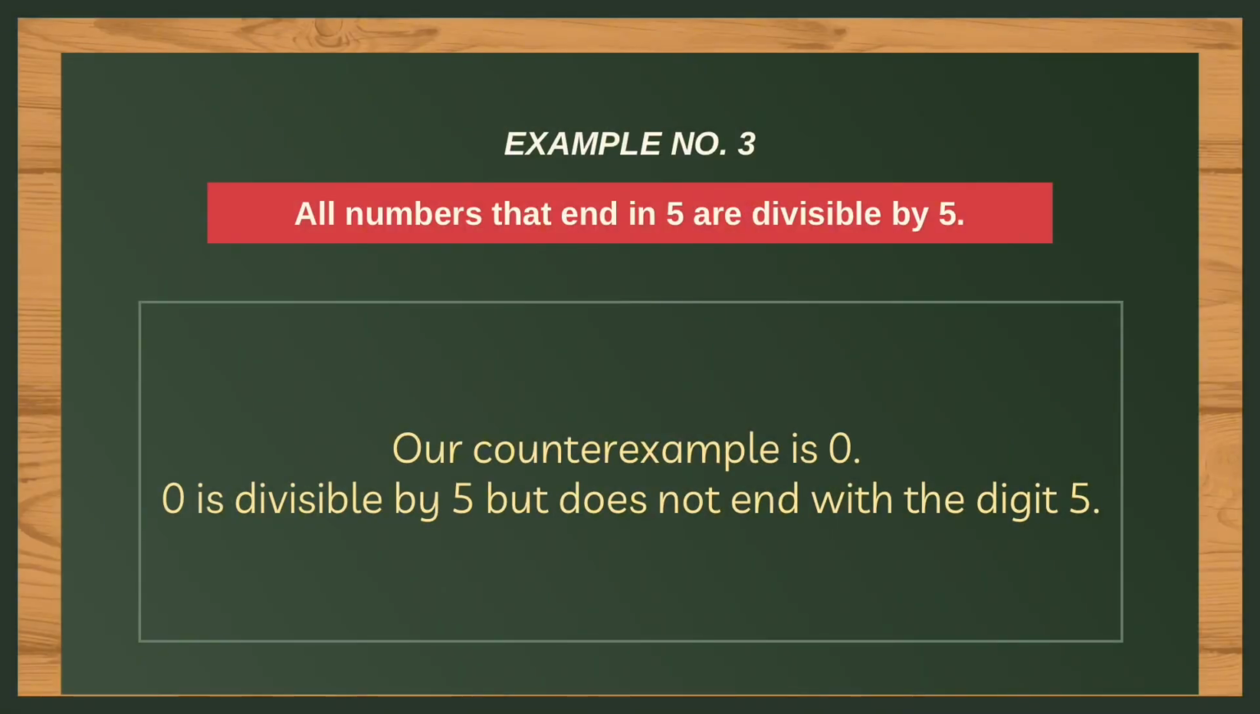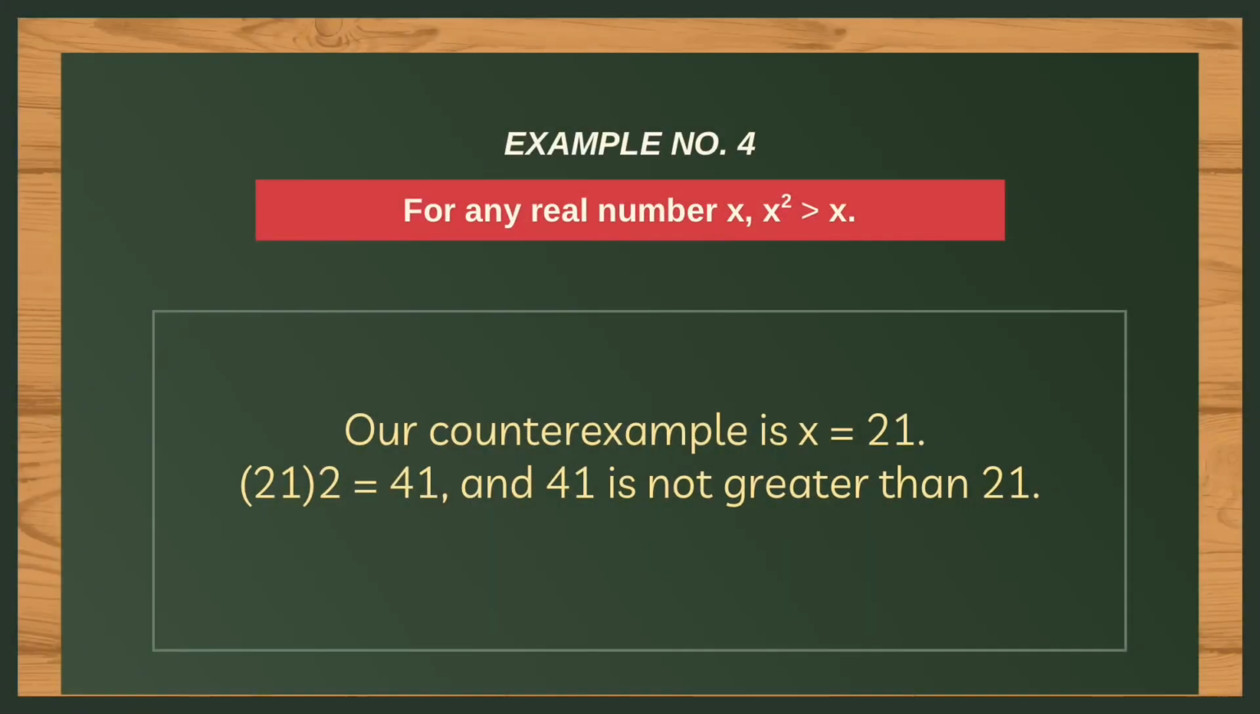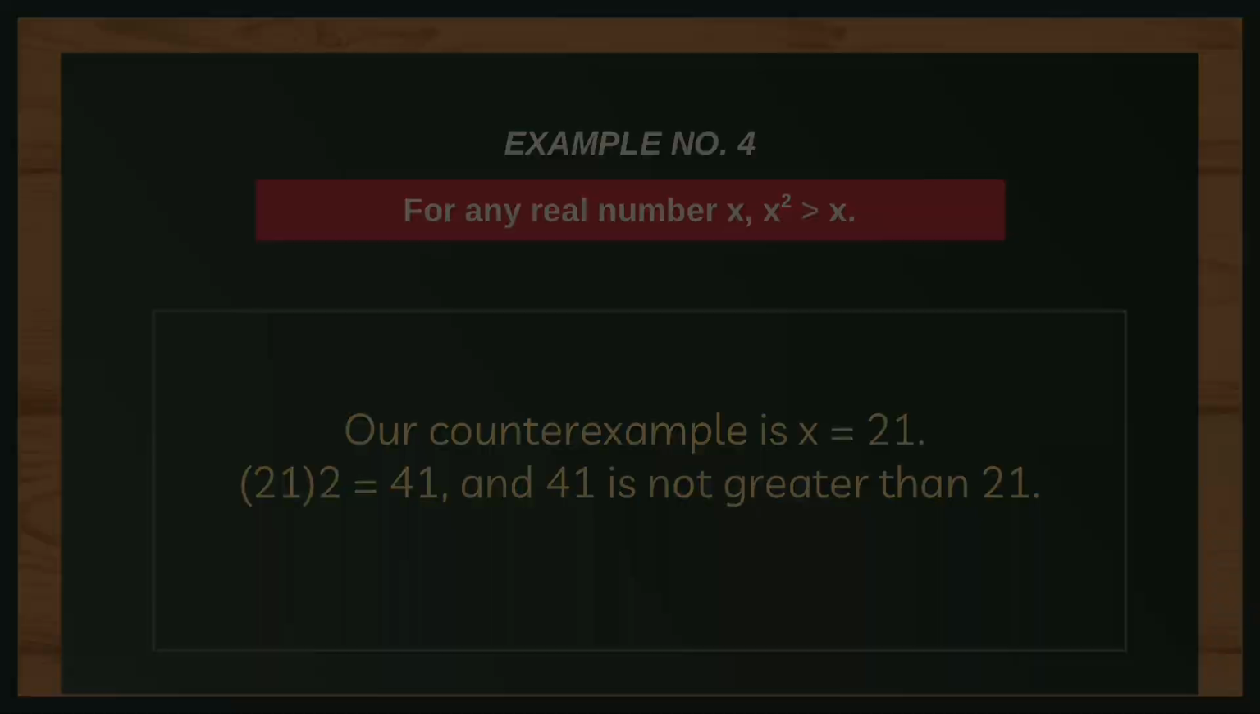Example number 3. All numbers that end in 5 are divisible by 5. Our counterexample is 0. 0 is divisible by 5, but does not end with a digit 5. Example number 4. For any real number, x squared is greater than x. Our counterexample is x equals 1/2. 1/2 times 2 equals 1/4, and 1/4 is not greater than 1/2.